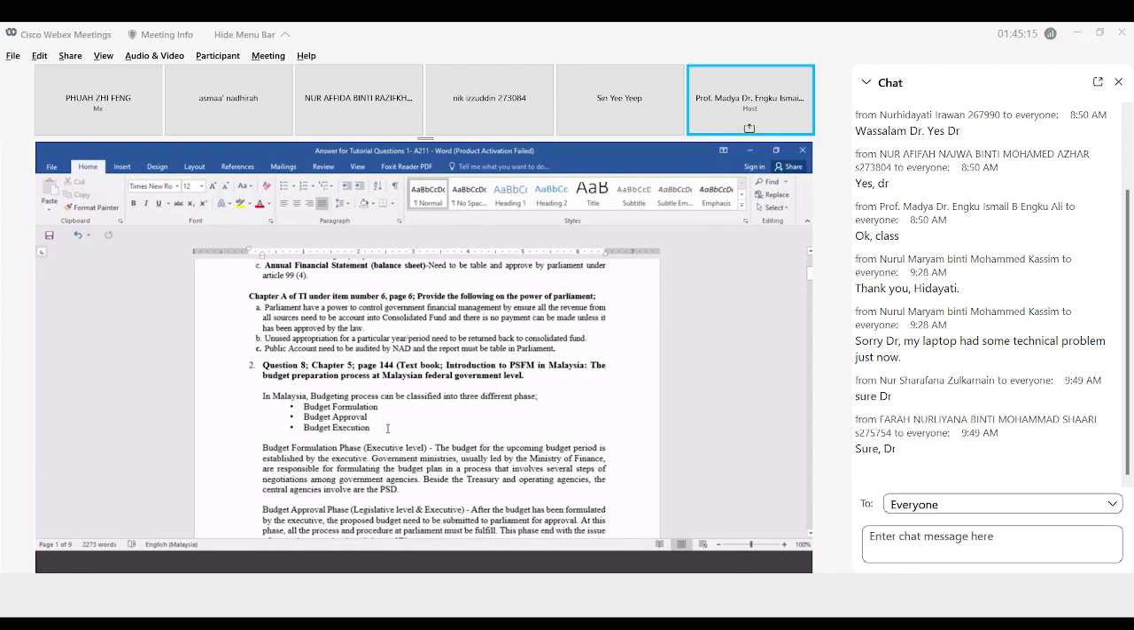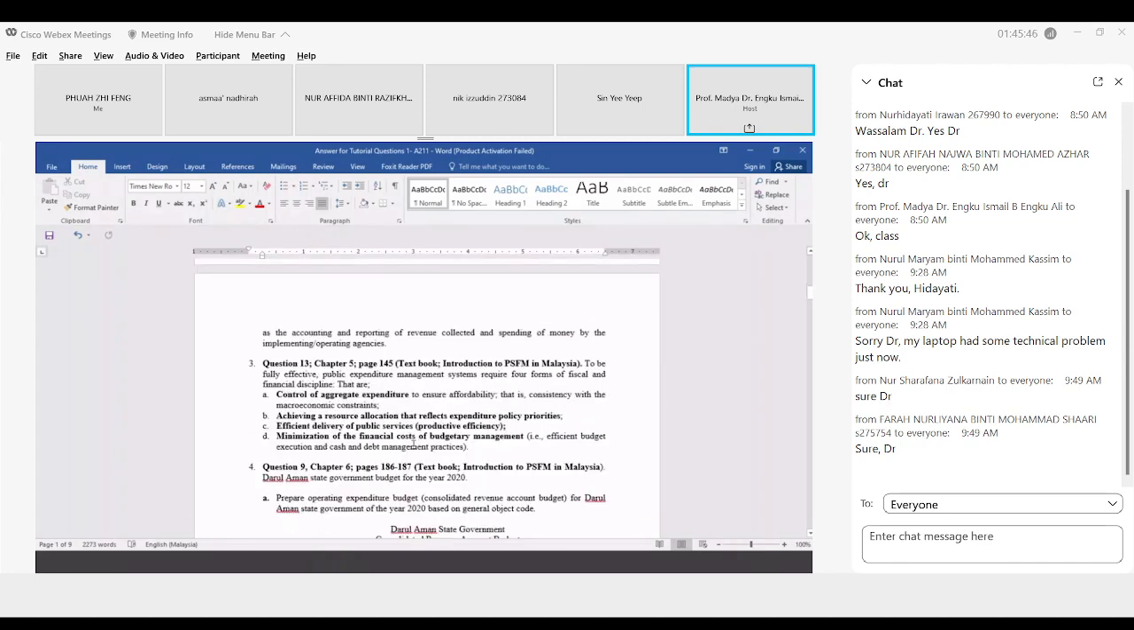So that is the budget process. And execution actually goes through the whole year, starting from the 1st January until the 31st December. That is the execution process. Approval may take around 3 months, starting with the presentation until the approval to become the act.